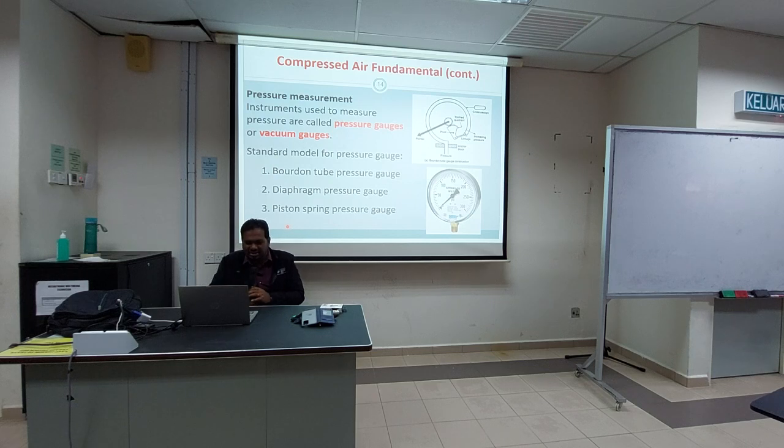Okay, pressure measuring device. Usually it looks like this. I think you are used to seeing this. Normally it is attached to meters. We usually call this a meter, but it is actually a pressure gauge. The most specific name is pressure gauge. If it is connected to vacuum, it is a vacuum gauge. There are three standard models: the Bourdon tube pressure gauge, the diaphragm pressure gauge and the piston spring pressure gauge.